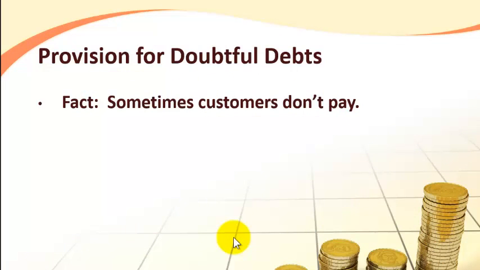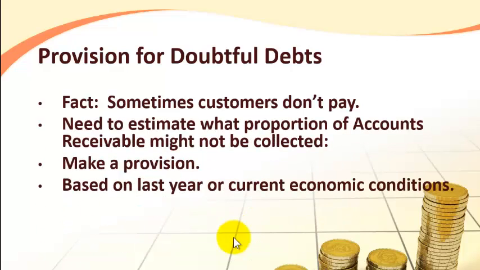When we get to the end of the accounting period, there's something else we must do. I've already told you that customers don't pay for various reasons. And that happens on a day-to-day basis, and sometimes that is determined by what the economic conditions are like. In any instance, we must estimate what proportion of our accounts receivable might not be collected. That's usually based on past experience and also expectations from an economic perspective. So if things are going badly in the economy, we might expect our level of bad debts, based on past experience, to go up. Therefore, we have to make a provision.